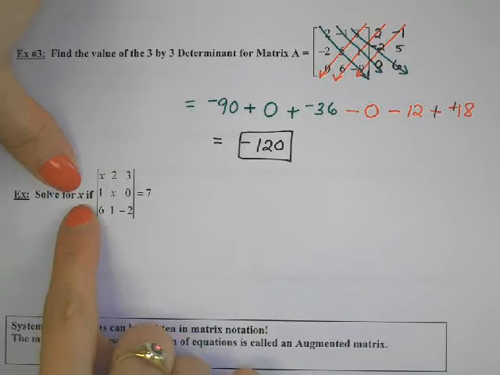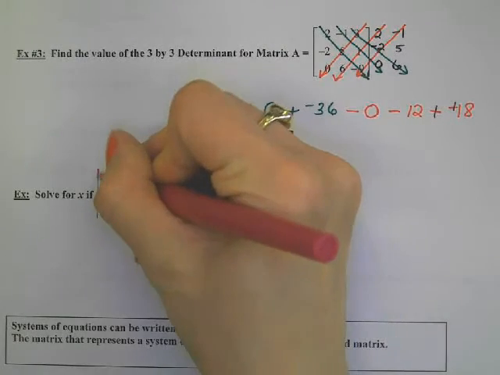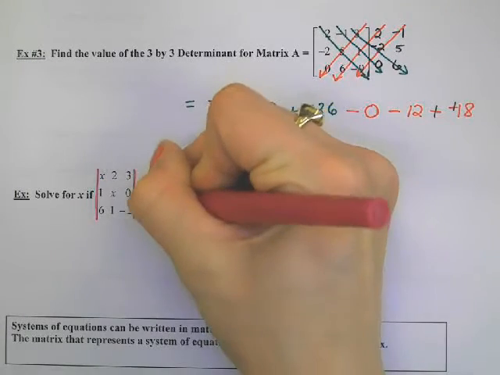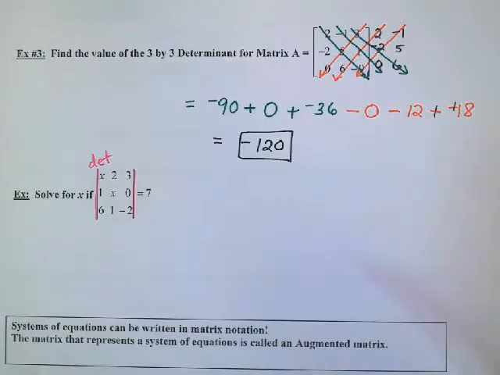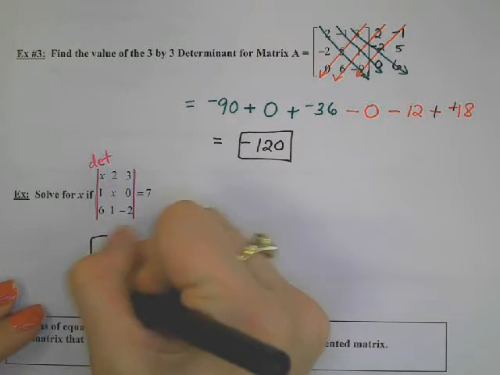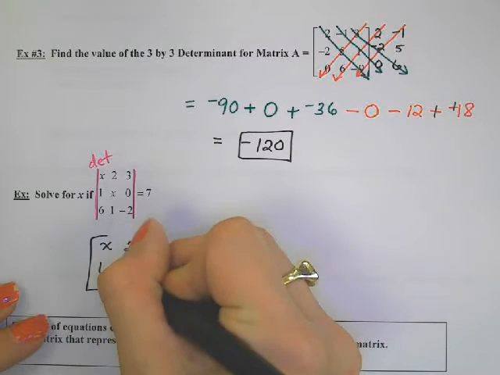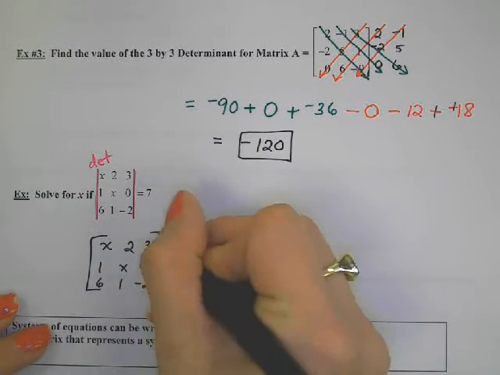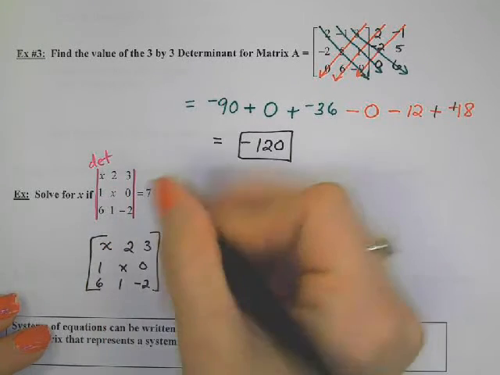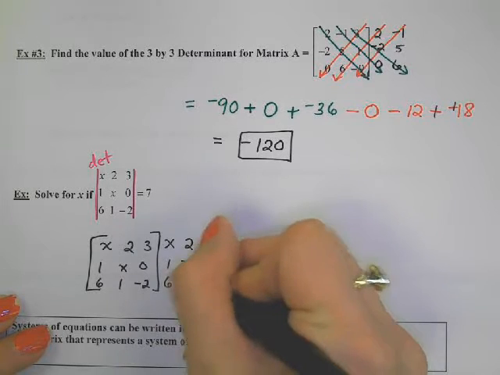This one's kind of fun. It says solve for x if, and it says right here, determinant equals 7. So that's telling us that the determinant is 7. So what I'm going to do down here is write out our 3 by 3 matrix, copying all these values here. And then outside of that matrix, I'm even going to copy the first 2 columns there like that.